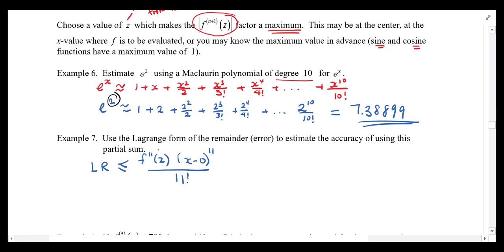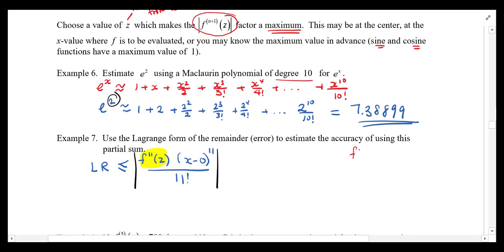The tricky part here, and by the way, I also forgot something. I forgot the absolute value sign. Right? I should have the absolute value in it. But the tricky part is, what is this 11th derivative and the maximum value of the 11th derivative? Okay? So let's think about what this 11th derivative is, first of all.